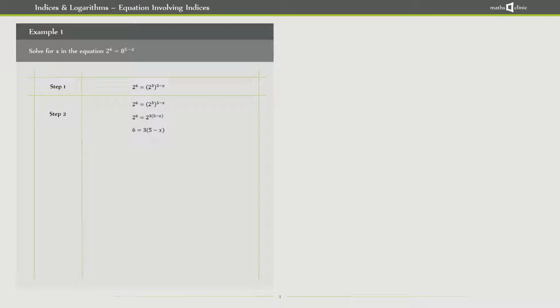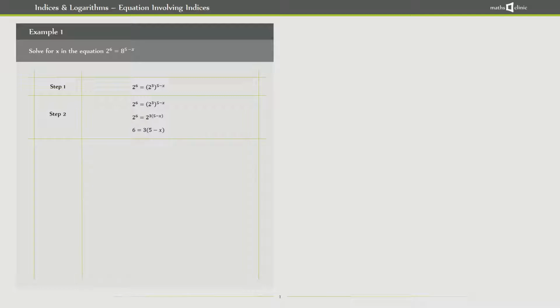Then we can have that 6 equals 3 multiplied by 5 minus x, because if 2 to the power of 4 equals 2 to the power of x, I think you'd agree with me that 4 equals x. Or if you have that 7 to the power of y equals 7 to the power of 8, I think you'd agree with me that y equals 8, which is pretty much what we've just done here. 2 to the power of something equals 2 to the power of something else, which suggests that those two indices are equal. So we have that 6 equals 3 multiplied by 5 minus x.